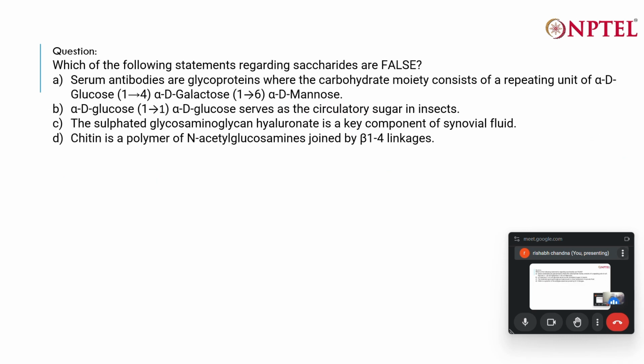Which of the following statements regarding saccharides are false? Serum antibodies are glycoproteins where the carbohydrate moiety consists of a repeating unit of alpha D glucose, alpha D galactose, and alpha D mannose. So yes, this is a correct statement. Then we have, alpha D glucose serves as a circulatory sugar in insects. Yes, this is correct, and this sugar is called trehalose.